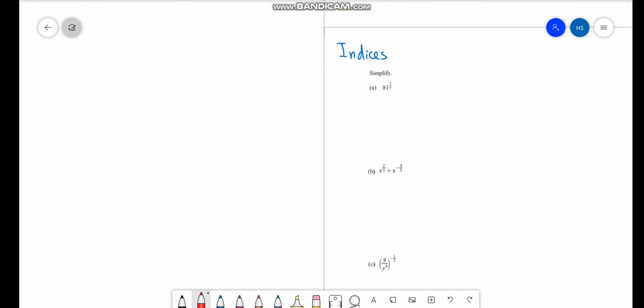Before we start doing the exercise, let's recap the rules for indices. You must learn all the rules in order to solve the questions. So first one, we have, let's say, a power m times a power n. Both are a, meaning a represents the base number. If the base numbers are the same, then when you multiply, it will become m plus n. Multiply becomes plus for your power.